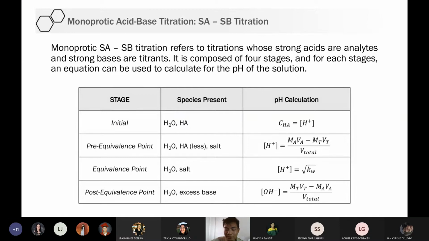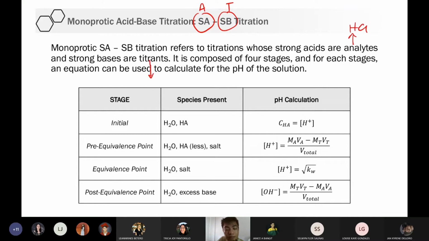Okay? So, let's have the first one. Monoprotic strong acid, strong base titration. Okay? So, ano gagawin natin dito? For the titration of strong acid and strong base, kung sino mauna, siya yung analyte. So, that means yung strong acid, this is our analyte. And yung titrant natin ay yung strong base. Okay? Ibig sabihin, yung nasa Erlenmeyer flask ay yung strong acid. Ang nasa Buret ay yung strong base. For example, nasa Erlenmeyer si HCl.